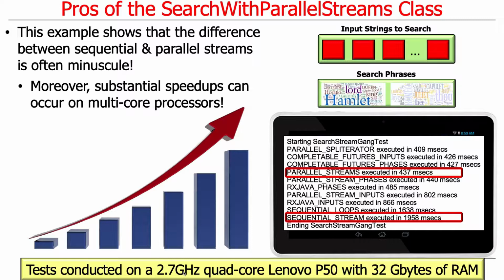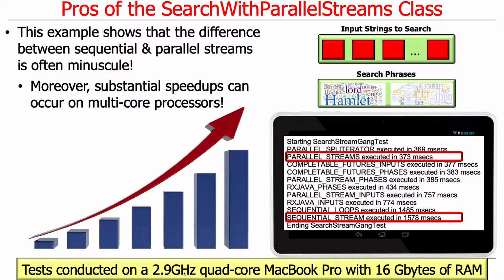This is a version of the program running on an older version of my Windows laptop, which had a quad-core, hyper-threaded implementation with a fair amount of memory and 2.7 gigahertz processor speed. You can see we get a really nice speed up. But look at the actual numbers: 1958 for the sequential version, 437 for the parallel version.